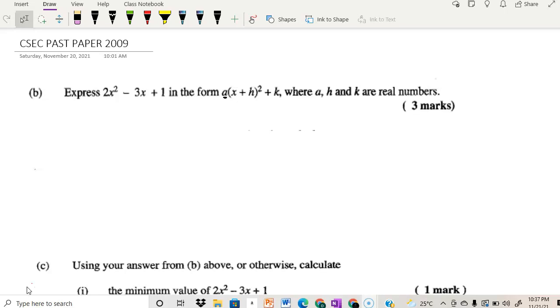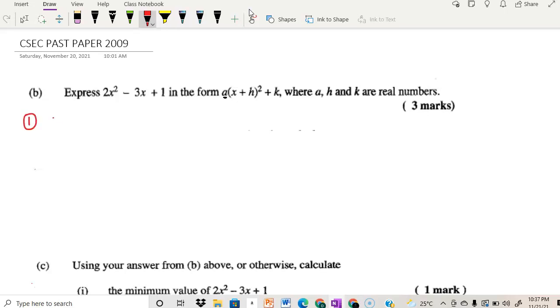Express 2x squared minus 3x plus 1 in the form a open bracket x plus h close bracket square plus k, where a, h, and k are real numbers. So guys, they want us to write the expression using completing the square. Let's get straight to it. Step number 1 is to find the axis of symmetry.